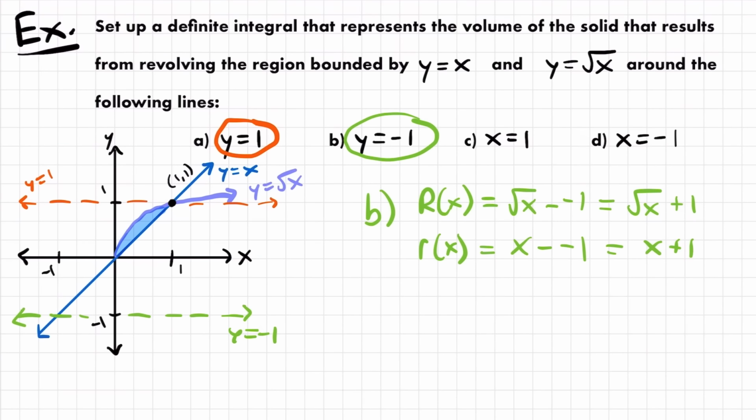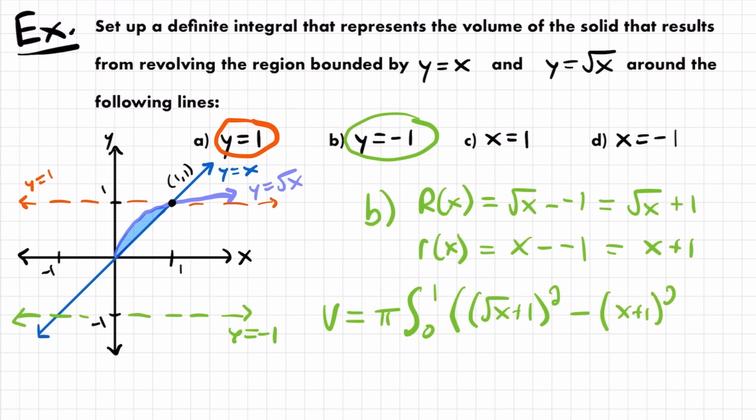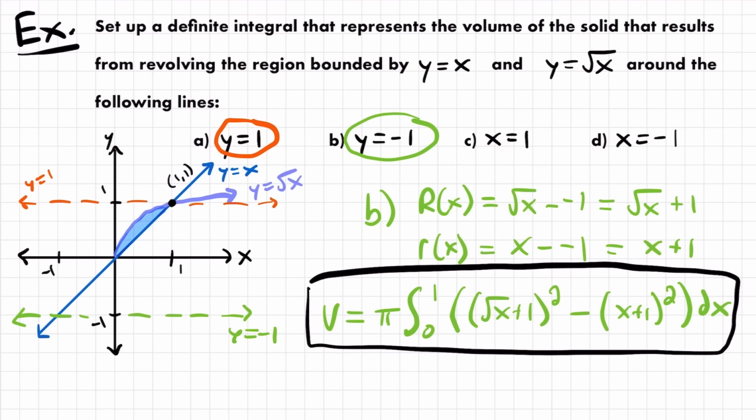All right, so now that we have our outer and inner radius, we can set up our definite integral to represent the volume of the solid formed by revolving this region around that axis. And so we will have that the volume is equal to pi times the integral from 0 to 1, right? We're still working in terms of x, so the bounds are still the values of x which our region lies between, which is x equals 0 and x equals 1. And then we will have the outer radius, which is the square root of x plus 1, squared, minus the inner radius, x plus 1, squared, times dx. And that will represent the volume of that solid of revolution.